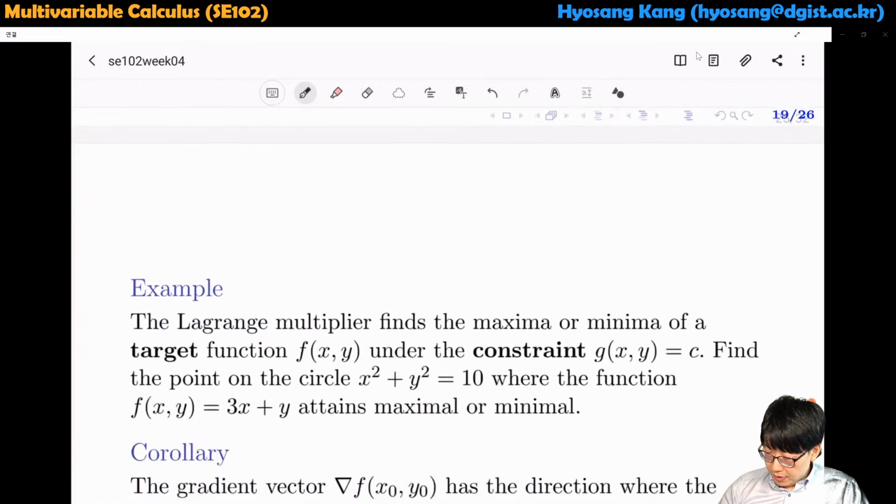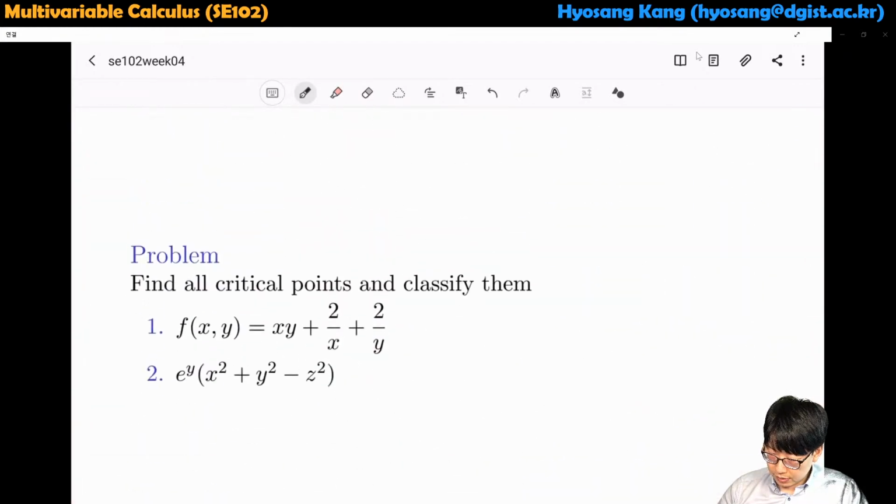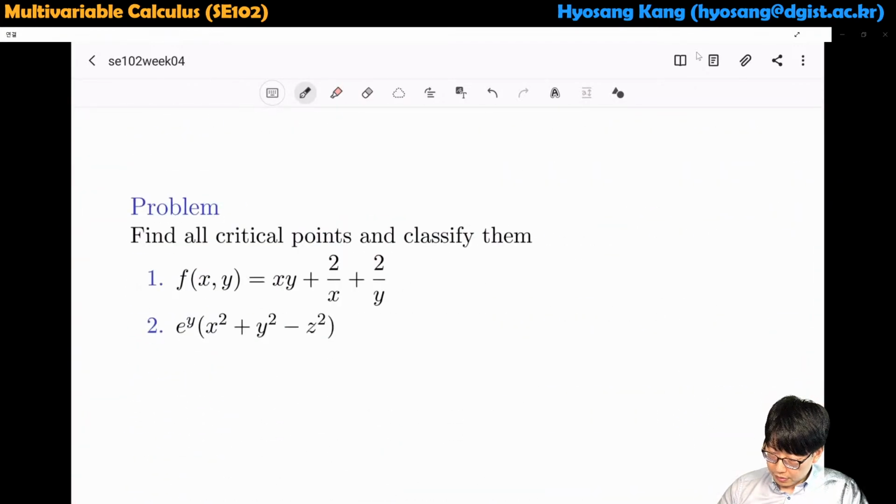All right. Let me search for a problem that we can solve here, in case we don't finish this entire slide today. The problem is: find all critical points and classify them for these two functions. For example, this one has type 3 critical points.